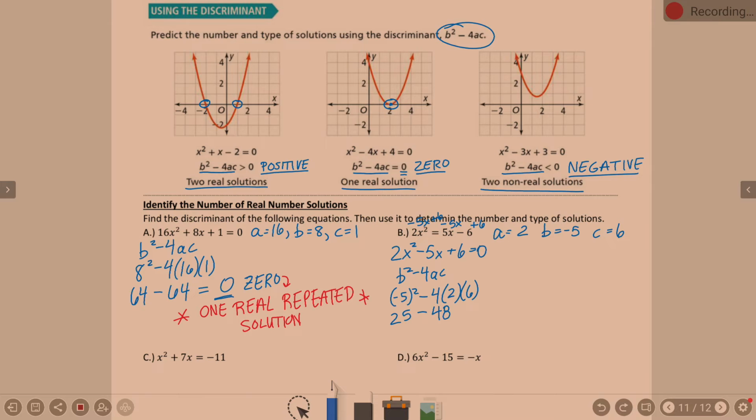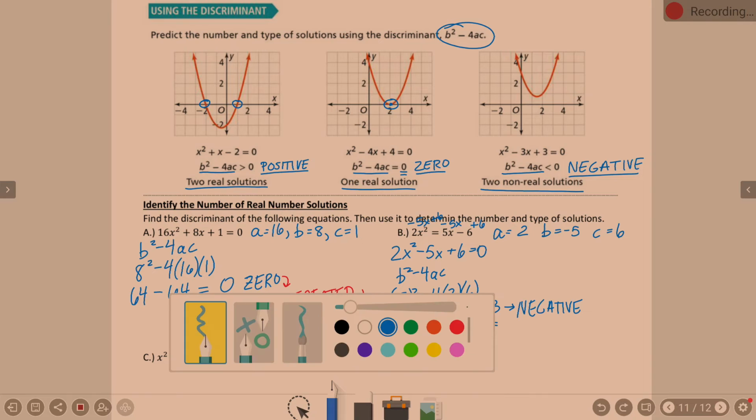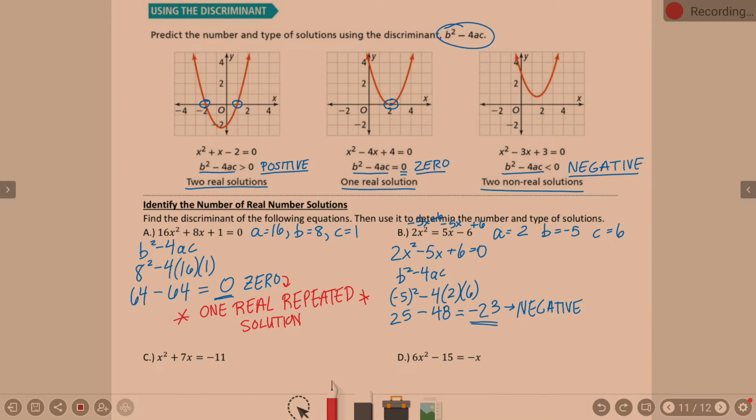Okay, and here's my deal. My brain says negative. I at least know that, yes? Now, I do think in homework sometimes they ask, what is the value of the discriminant? So what is the value of the discriminant? Negative 23. And what do we know about negative 23? It is negative. So, how many solutions? What type of solutions am I going to have?